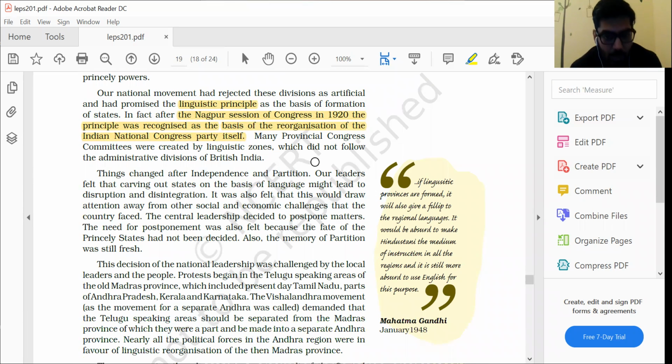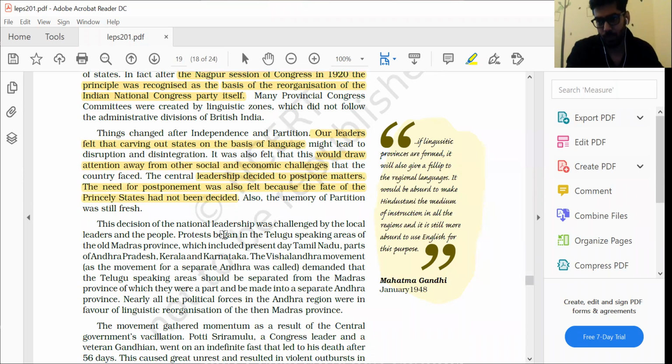So this happened, and our leaders felt that carving out states on the basis of language might lead to disruption and disintegration, which means again it would be like you are Tamil, I am Telugu, you are Hindi, you are Bengali, you are Punjabi. So it was felt that this would draw attention away from other social and economic challenges that the country faced. So the central leadership decided to postpone the matter. So leave it for now. We'll see it some other time, because again princely states still had not signed all these agreements with India. So this is how it was felt.